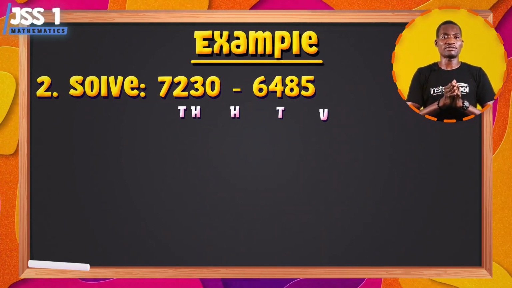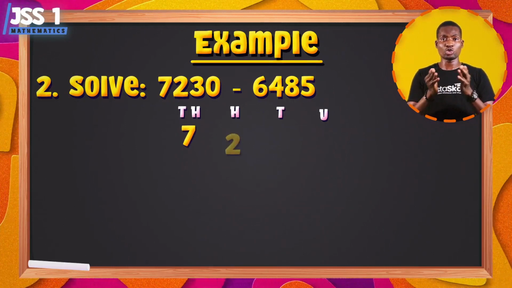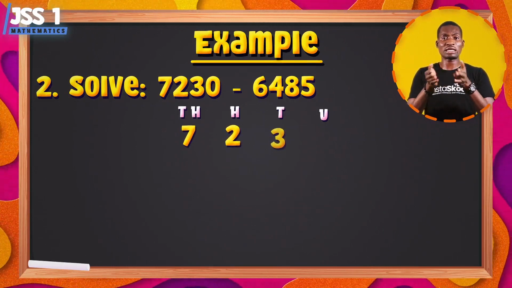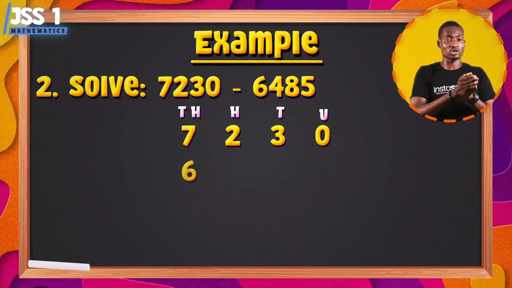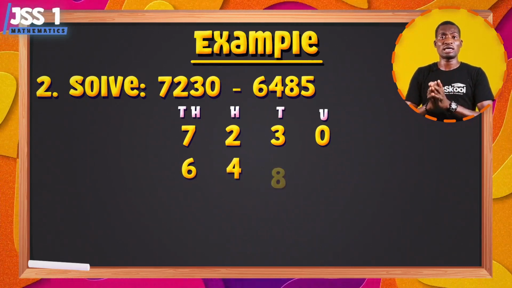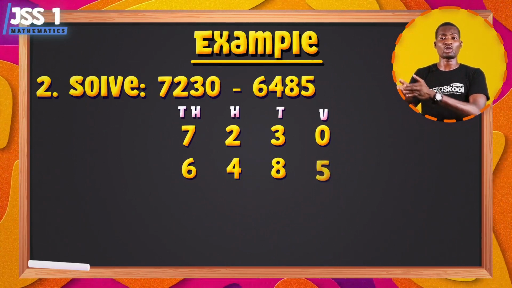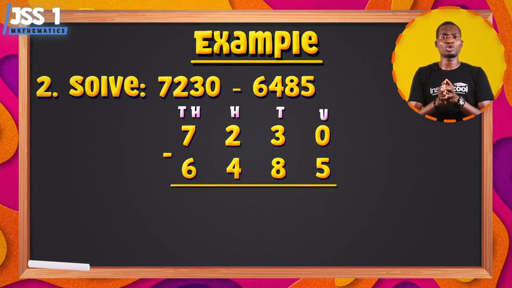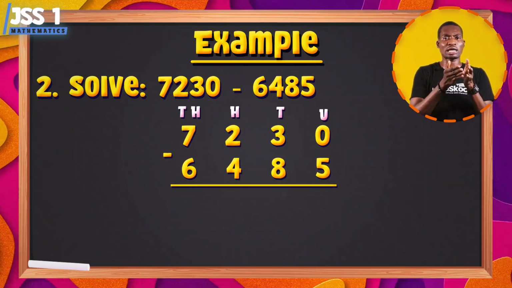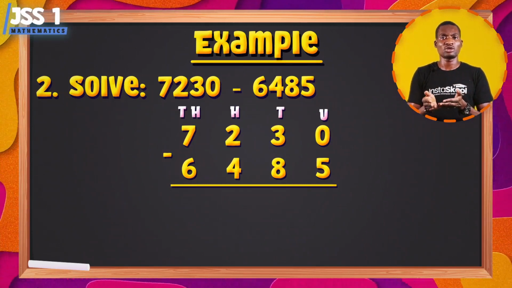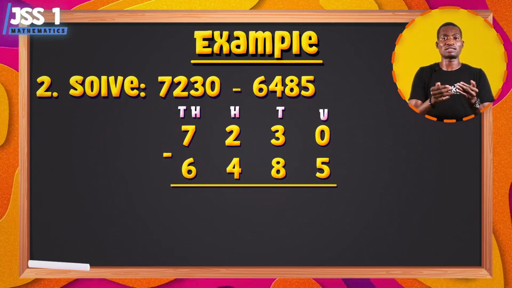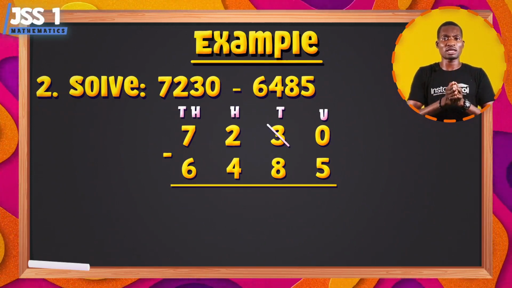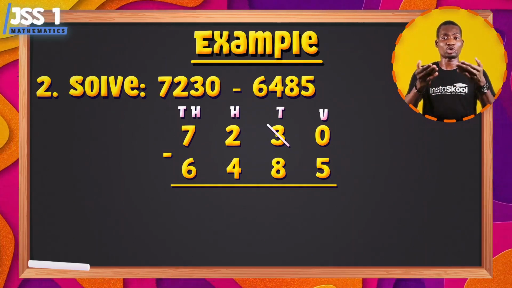Good. 7 will be under 1,000, 2 will be under 100, 3 will be under tens, and 0 will be under unit. 6 will be under 1,000, 4 will be under 100, 8 will be under tens, and 5 will be under unit. Now you notice that 0 cannot minus 5. So what do we do? We look at the next number beside 0, that is a 3.